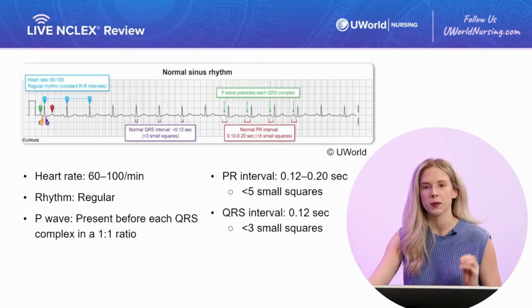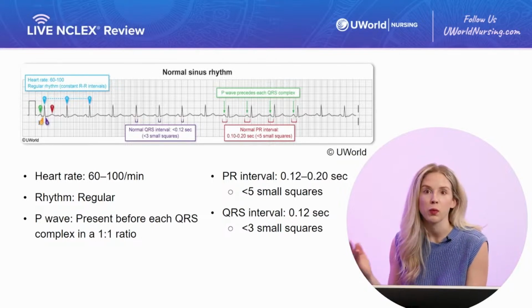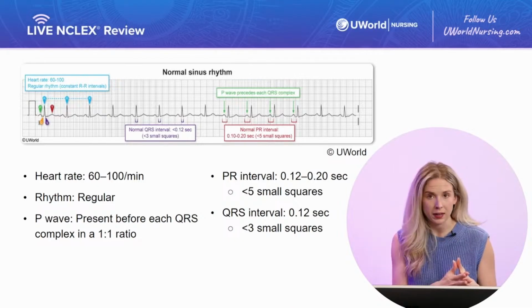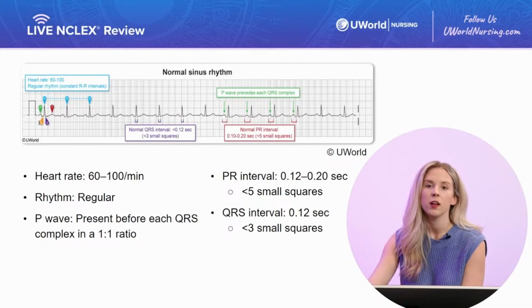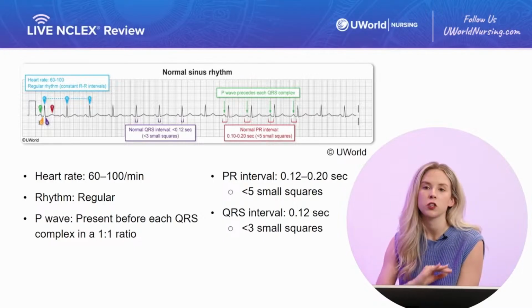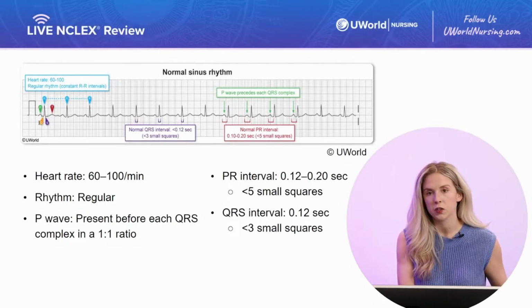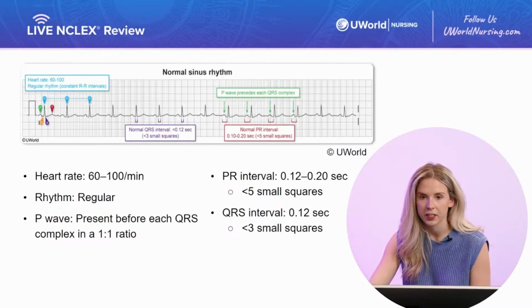So let's start with rhythm. The rhythm here is going to be regular. Again, it's normal sinus rhythm, meaning all of our essentials are going to be present and they're going to be predictable. So we have a P wave before each QRS. We'll have a ratio of 1:1, so 1 atrial contraction for every ventricular contraction.